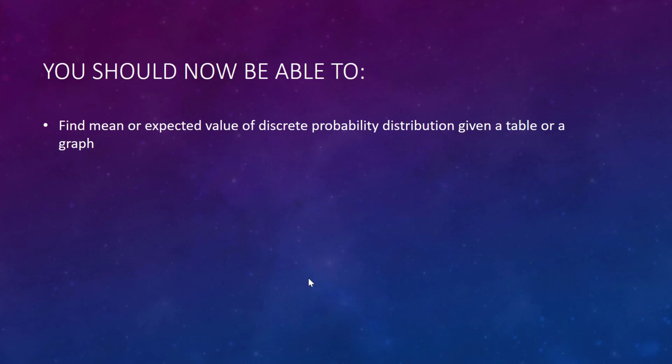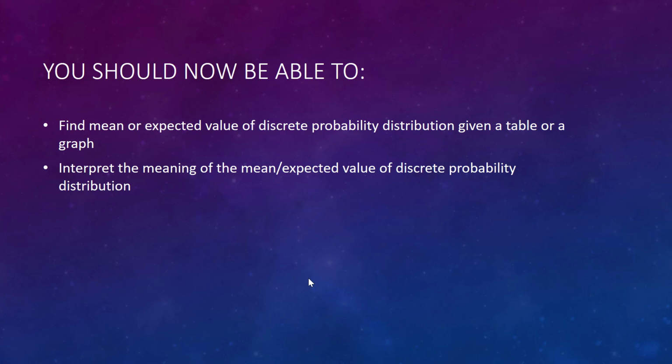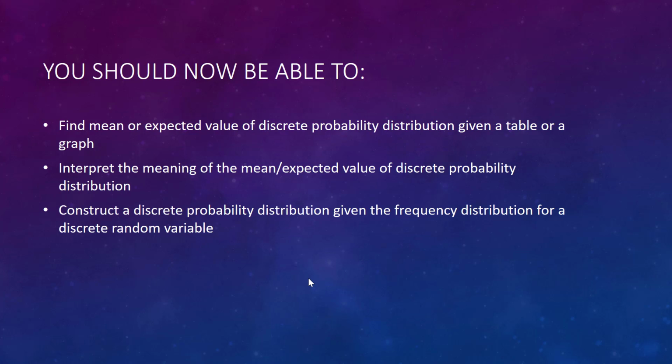You should now be able to find the mean or expected value of a discrete probability distribution given either a table or a graph, interpret the meaning of the mean or expected value of a discrete probability distribution, construct a discrete probability distribution given the frequency distribution for a discrete random variable, and interpret the graph of a discrete probability distribution.